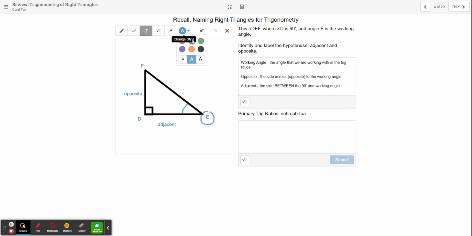Now, let's say that we had labeled this as angle E. That's fine. We just have to label it accordingly. So if this was angle E and our working angle, then this side would now be our opposite because this is across the way from the working angle, and these two angles give us the adjacent in between.